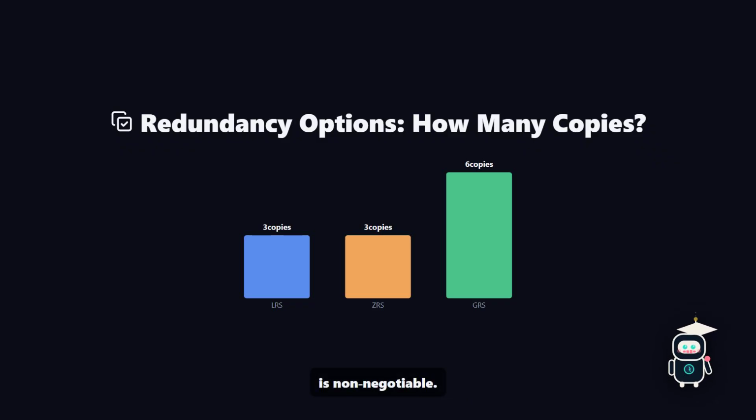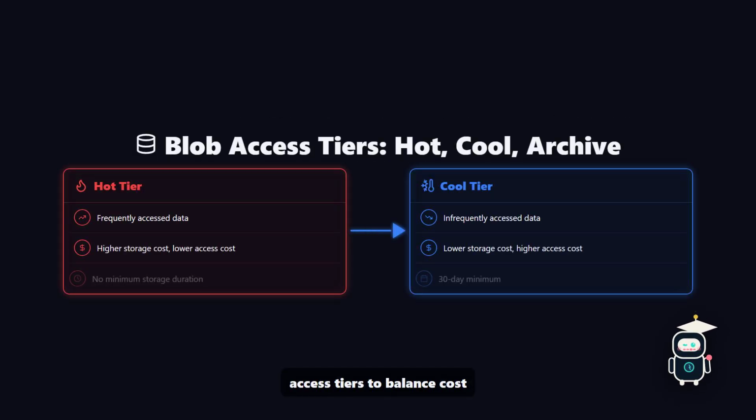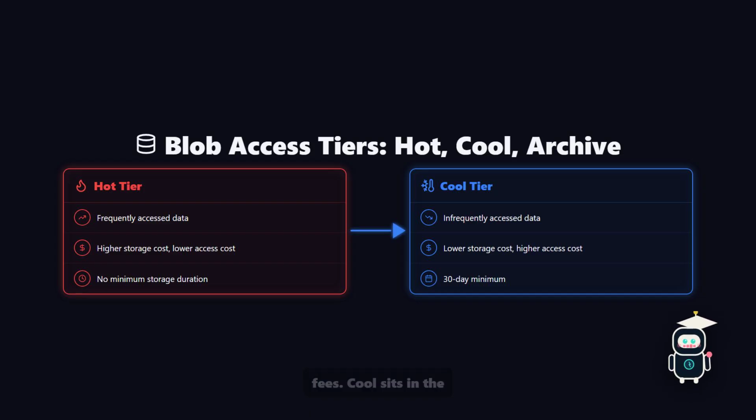is non-negotiable. Azure Blob Storage uses 3 access tiers to balance cost and speed. Hot is for data you touch daily. Cheap reads, but higher storage fees. Cool sits in the middle. Infrequent access, 30-day minimum, and no retrieval penalty. Archive is a deep freeze for long-term retention. Storage is dirt cheap, but getting your data back can take hours and may incur extra charges.